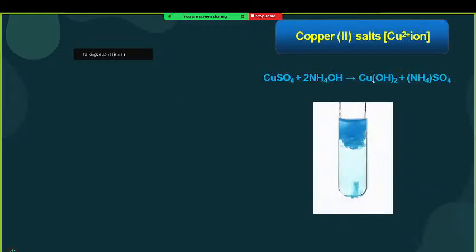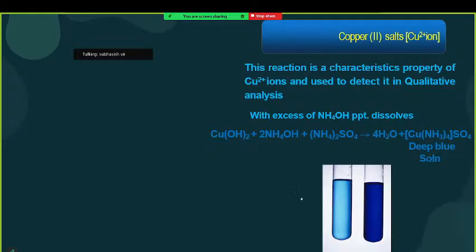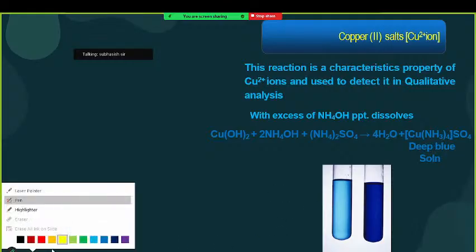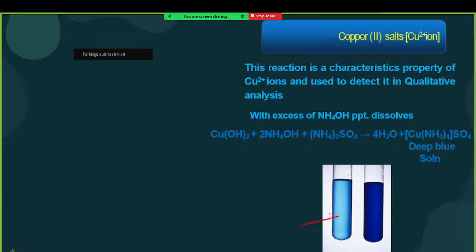Initially this is the copper hydroxide form, with a small amount of ammonium hydroxide, in this test tube on the left hand side. When you add excess ammonium hydroxide, cuproammonium sulfate forms as a deep blue solution. So the precipitate is dissolved in excess ammonium hydroxide. This is the confirmatory test of copper.